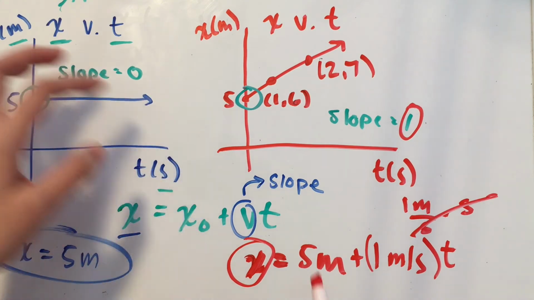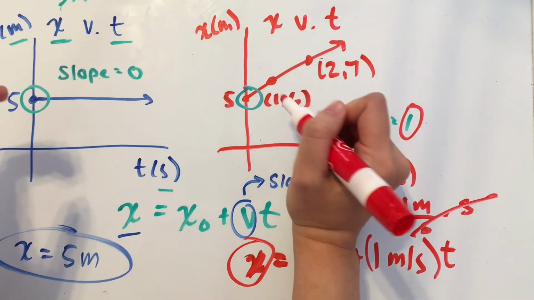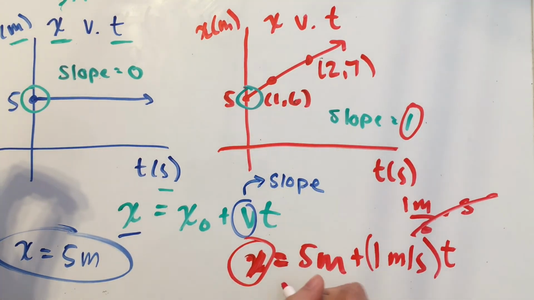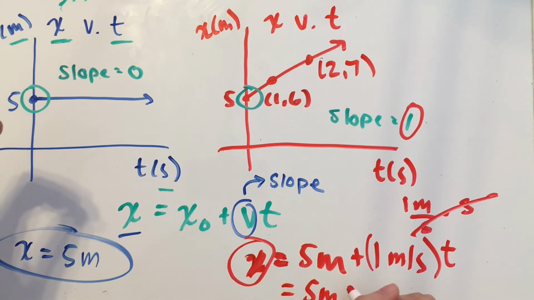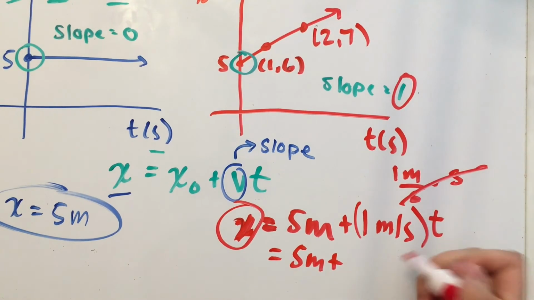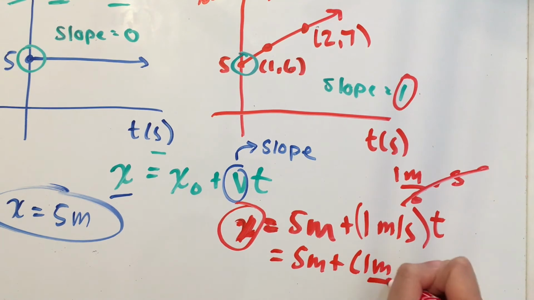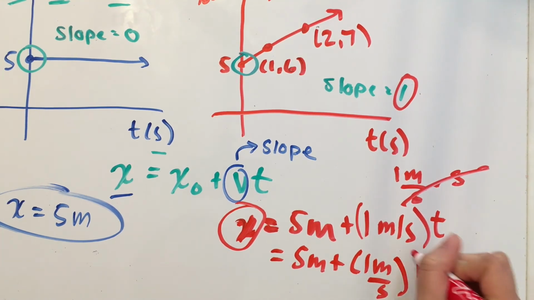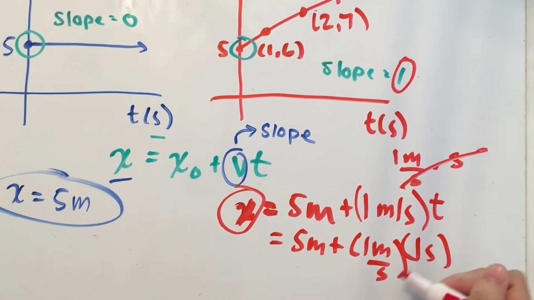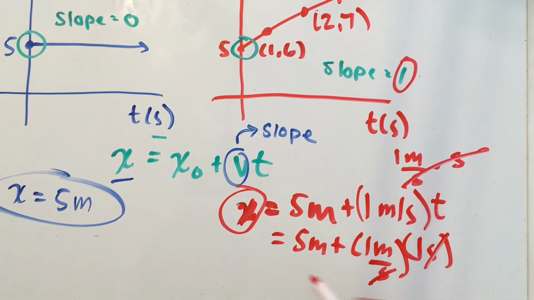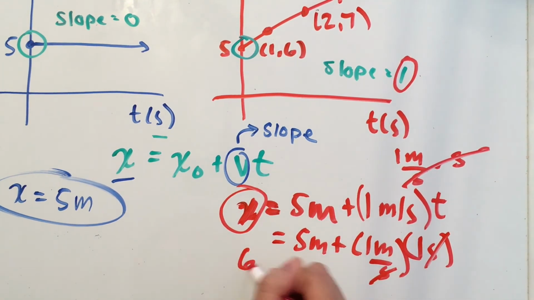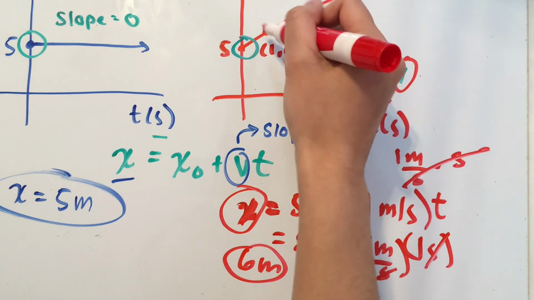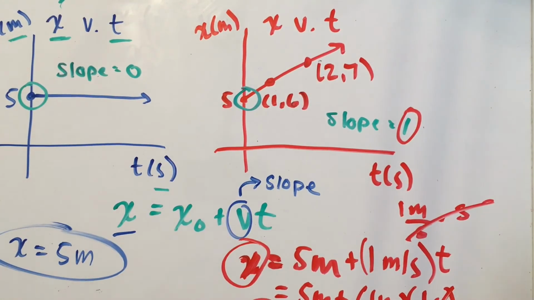and that's going to equal our position. So let's say that if we wanted our position at t equals 1, we can do our 5 meters plus 1 meter per second times 1 second, and so these seconds cancel out, so we get 5 plus 1, which is 6 meters, and we can see that from our graph here.